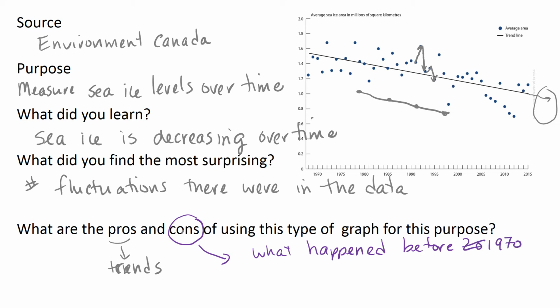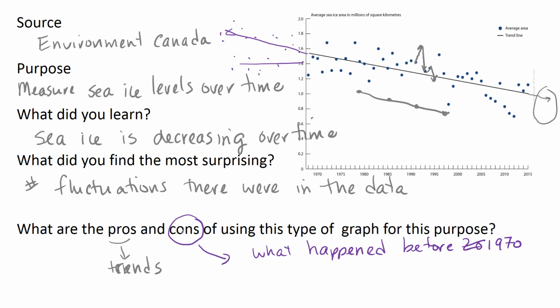So what happened over here? Was the graph going up the whole time, or was it flattened? So was it like this, or was it flatter before it started to decrease? So the cons is that it's limited information, and there's quite a bit of information missing that might be important.